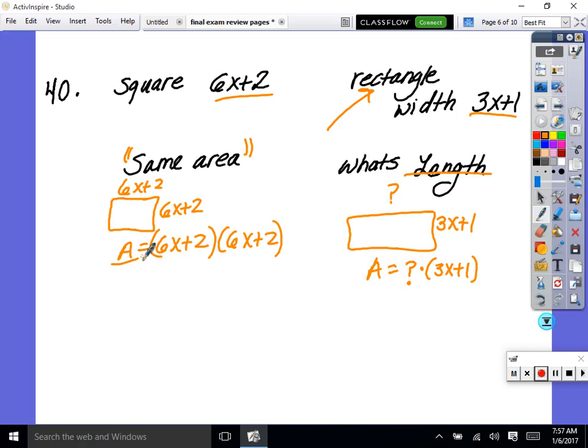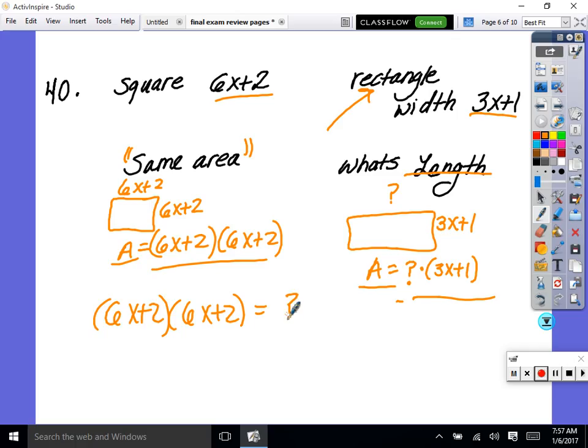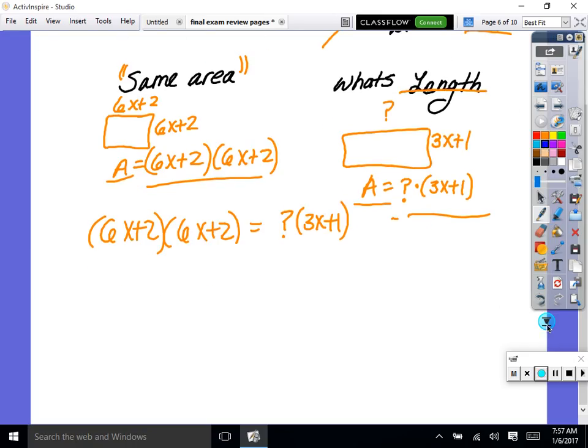Now it says the areas are equal. So if area equals area, then this equals this. So let's set that up. 6x plus 2 times 6x plus 2 equals question mark times 3x plus 1. Now we're trying to solve for the question mark, the length. So we're trying to get question mark alone. So divide by 3x plus 1, divide by 3x plus 1. So now question mark is alone.